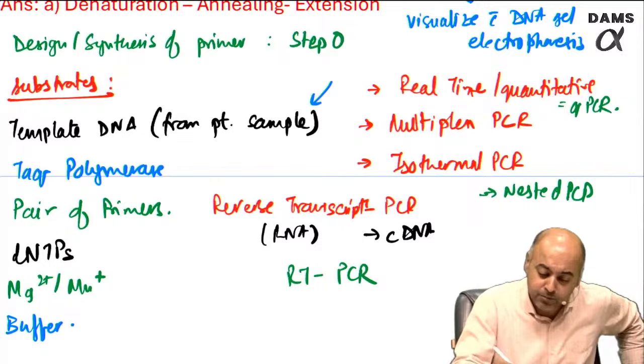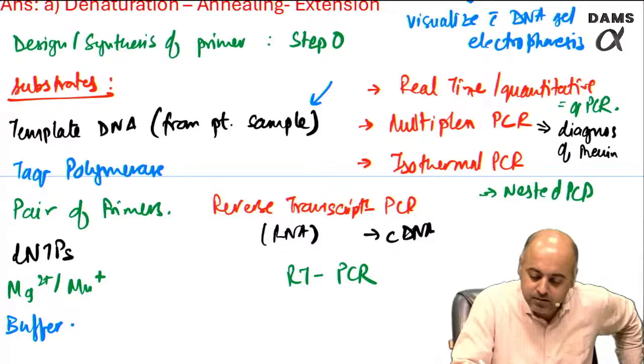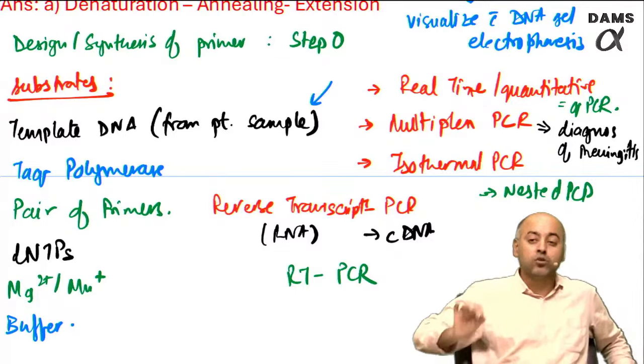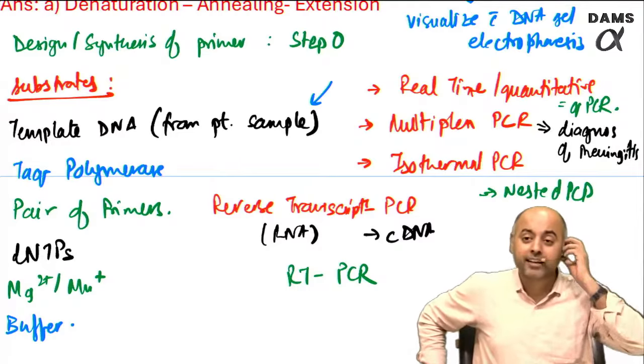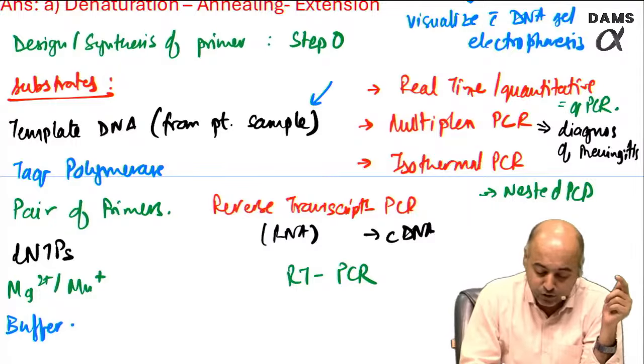About multiplex PCR, you should remember that it is used in the diagnosis of meningitis. See, in meningitis we have 3-4 common causes, so you can detect each of those 3-4 causes simultaneously in the same reaction. So that is what we call multiplex.